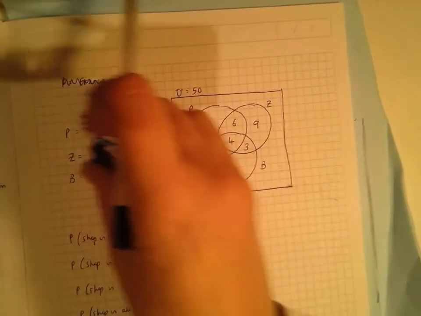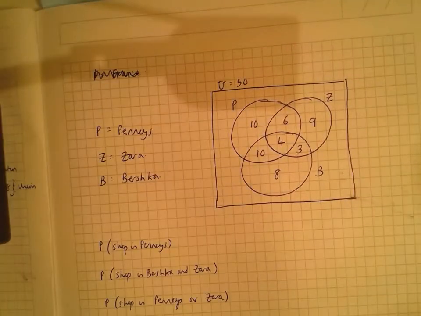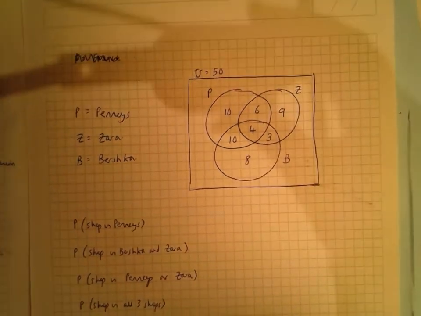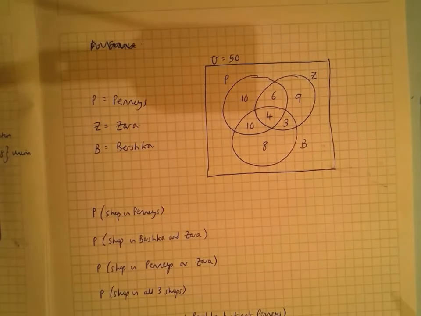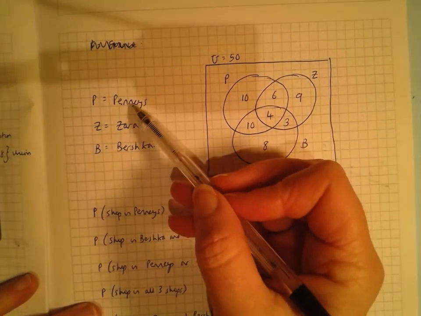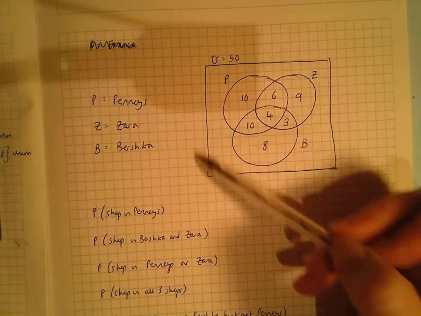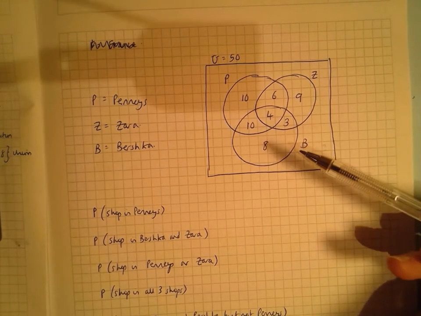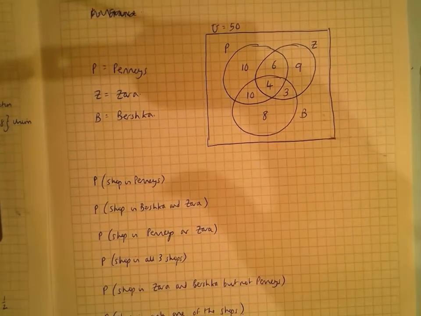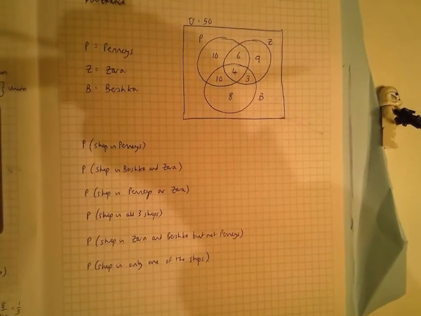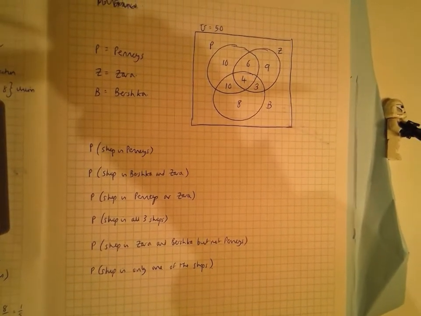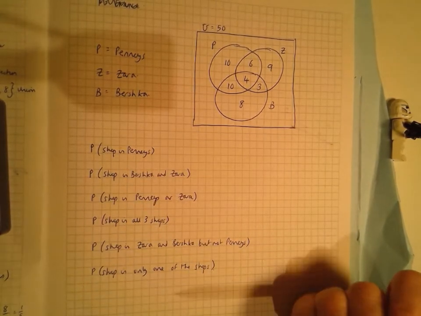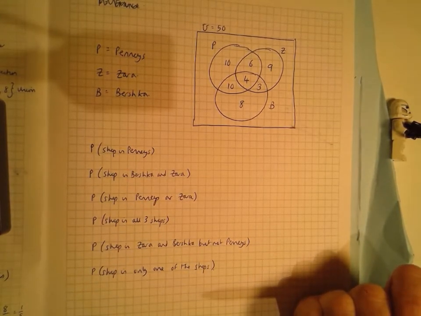Now, here's one more question, a bit harder because we've got three different things here. These are the people who shop in one of these 3 shops: Penny, Zara, and Bershka. And there's 50 people that were asked, and P stands for Penny, Z for Zara, and B for Bershka. So why don't you again pause the video and see whether you can answer these. The probability that if someone was to be selected at random, that they would be, for instance, someone who shops in pennies. Okay, so pause the video. We'll go through it in a moment.